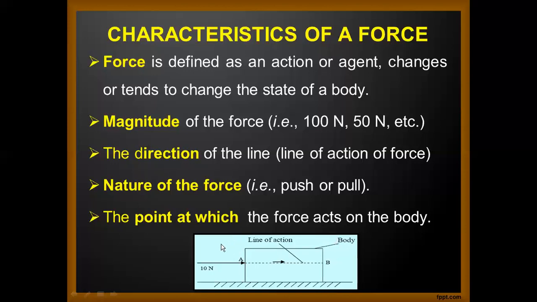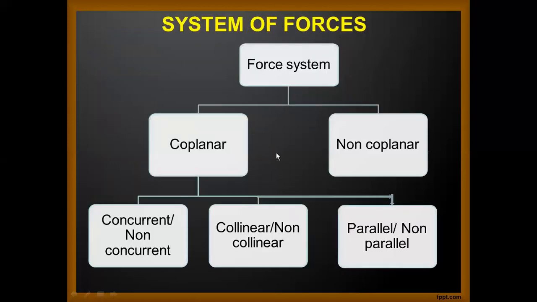To represent the complete action of the force, first we have to mention the magnitude of the force. Second, the direction of the force, that is, the line of action of the force. Then we have to mention whether it is a compressive force or a tensile force. That we can also judge through the arrowhead. Next, the point at which the force is acting. So these are the four basic characteristics we have to mention for the complete force.